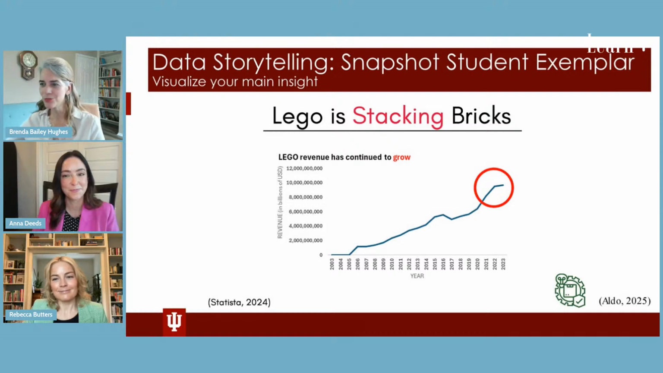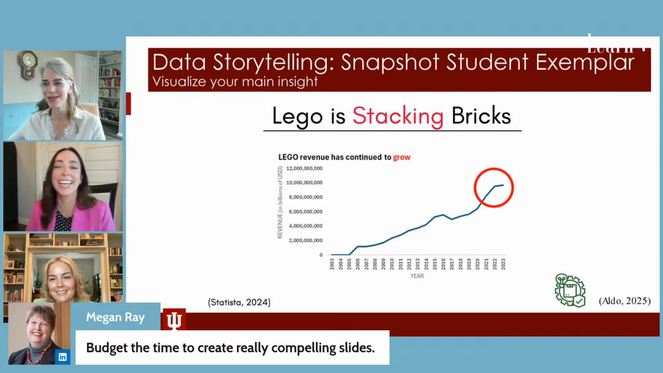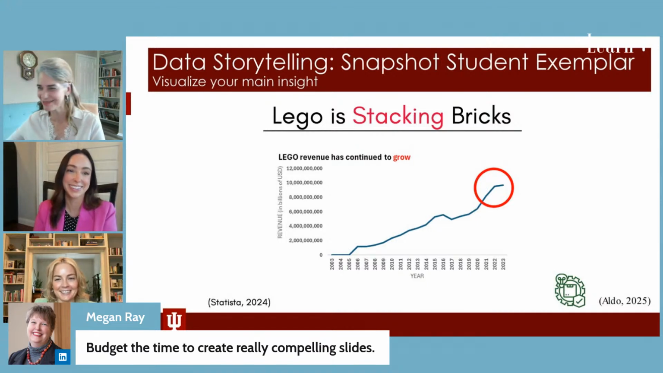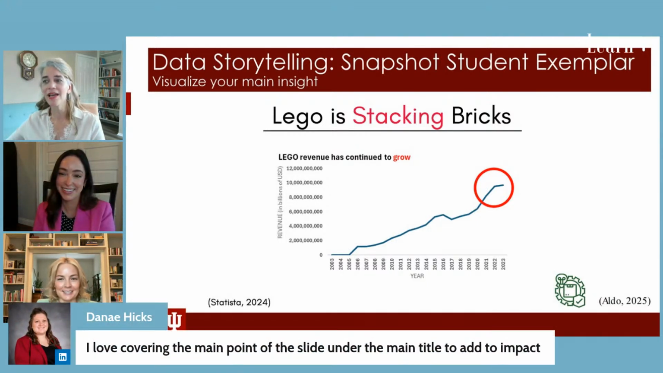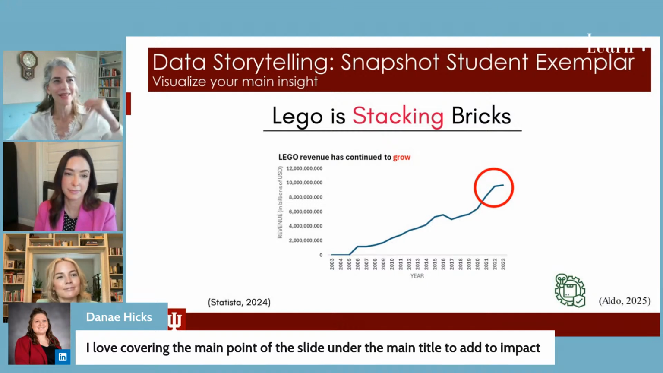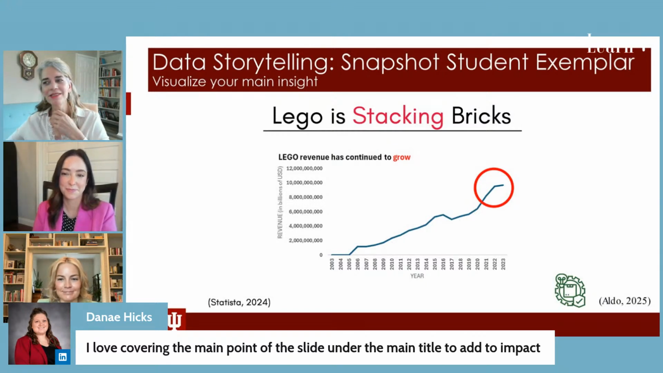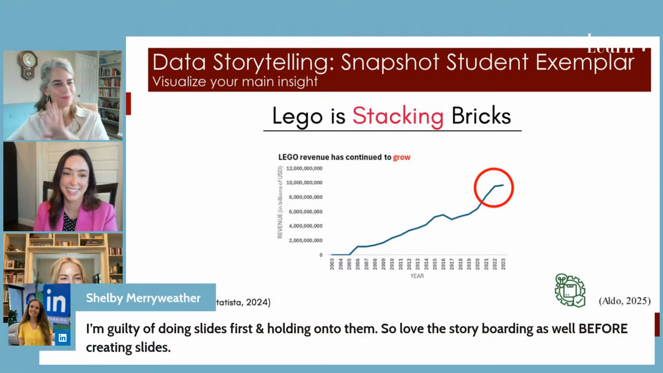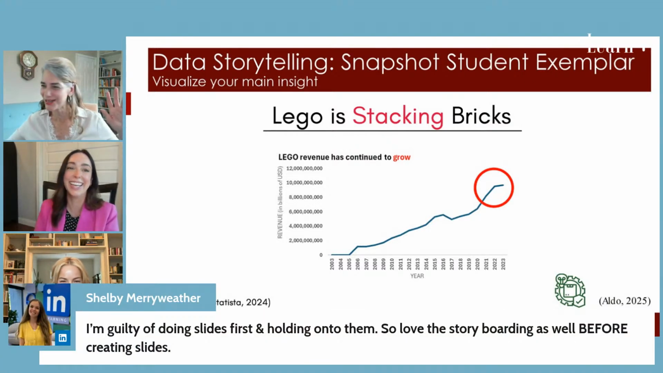Megan is going to budget time to create really compelling slides. Okay, Megan, we'll look for those in future presentations. And Dana's going to cover the main point of the slide under the main title, or make it the main title. Yeah, you don't even need to have it be the subpoint. That sentence with the verb and the action is great. Shelby's guilty of doing the slides first. Yeah, so get your sticky notes out, Shelby. I know you've got them.